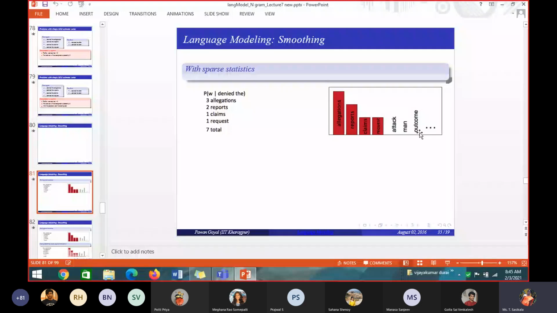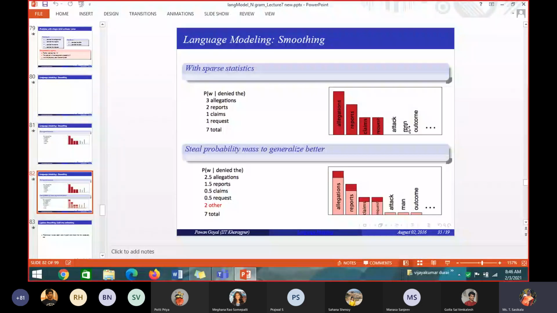Okay. So the idea of smoothing is I can take some probability mass from each of these 4 words, which are occurring 3 times, 2 times, 1 time and 1 time, and assign it to the words which are not seen in the training data. Can you tell me which are all the words which are seen in the training data and which are not seen in the training data?